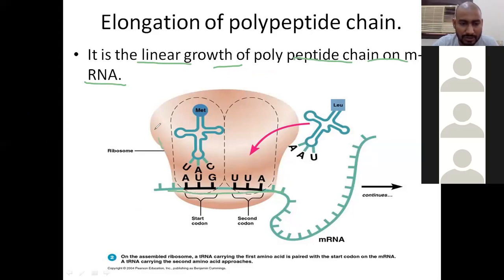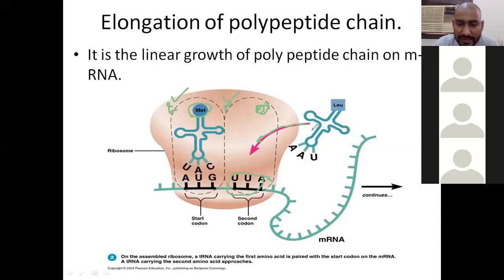Firstly, this is the large subunit of the ribosome, and this is the small subunit. So first is the methionine, meaning the first amino acid came, and the ribosome has different regions: E, P, and A. E stands for exit, P for peptidyl, and A for acceptor, meaning from which side it is going to accept. For example, UUA is the second codon.